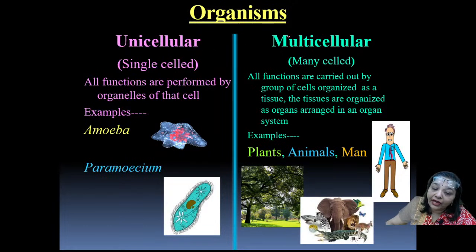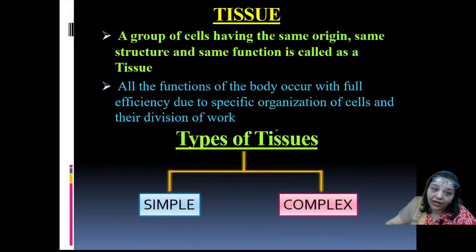Whereas multicellular organisms are many-celled organisms, they are complex organisms, and all the functions are carried out by groups of cells which are organized as a tissue. The tissues are now organized as organs arranged in an organ system inside the body, which we call an organism. Now, if we consider plants, animals, and human beings, we all are multicellular.